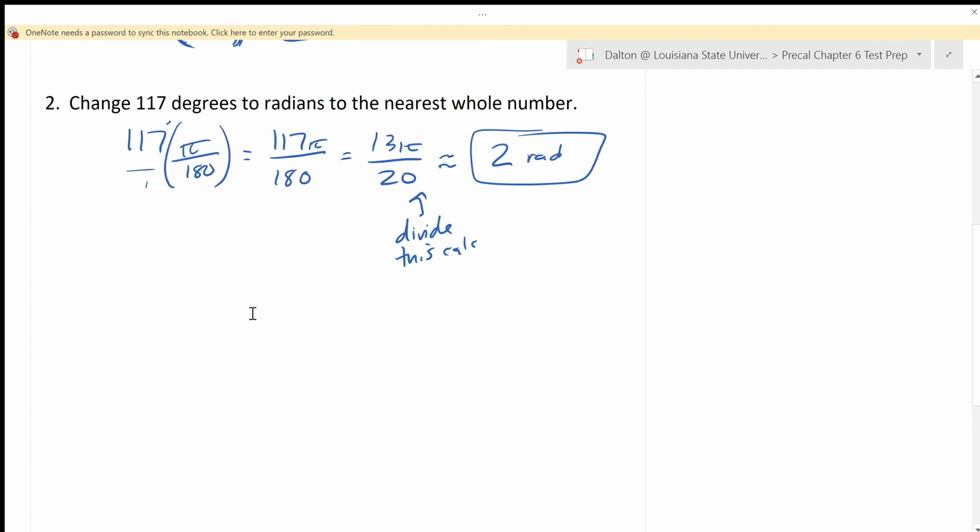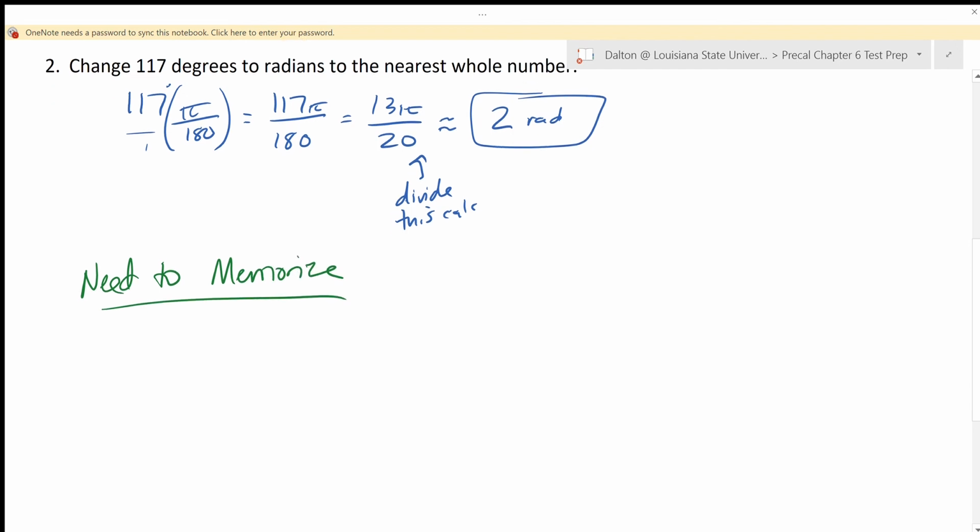Okay, other things to know. That's your basics with degrees and radians. You need to know the following formulas. I hate to use the word memorize, but it's the truth. If you don't know it, you need to make sure you can generate it. Arc length, dealing with a circle: arc length is s equals r theta.